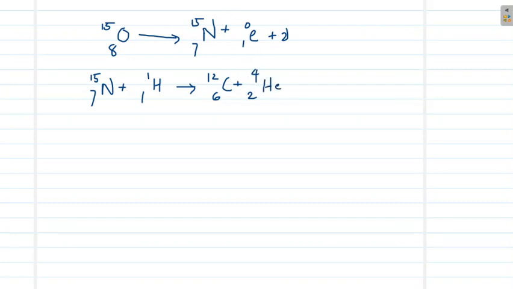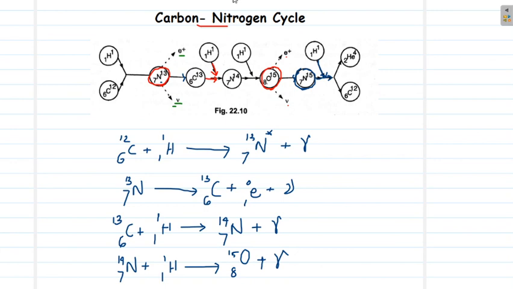These are the steps happening in the carbon-nitrogen cycle. Initially we had a carbon nucleus, C12, combining with a proton to form 7N13, which is highly radioactive. It will undergo beta emission to form carbon 13. The carbon 13 will combine with another proton to form 7N14. It will again combine with another proton to form oxygen 15, which is unstable and will undergo beta emission.